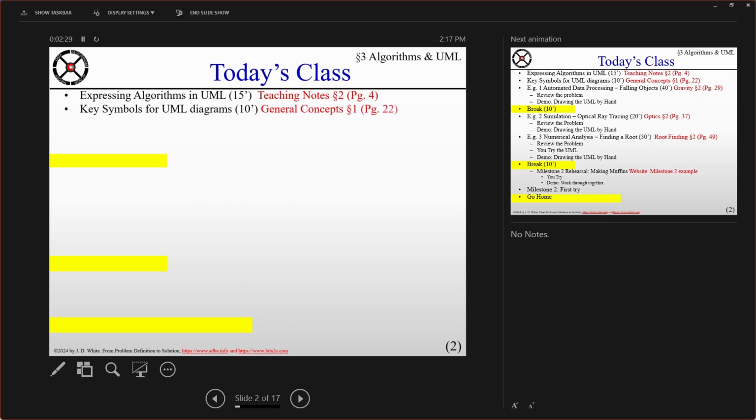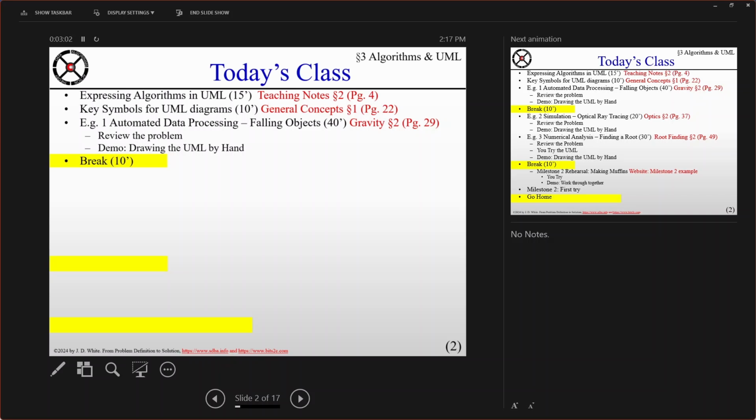You will then have some time for looking at the general concepts, just filling in your book for some of the key symbols for UML diagrams. That will be on page 22 in the book. We will then start with an example of encoding an algorithm, the problem we just talked about for falling objects that we introduced last week. We'll review the basic problem, and then I'll demonstrate how to draw the UML by hand, and then hopefully after that we will have our break.